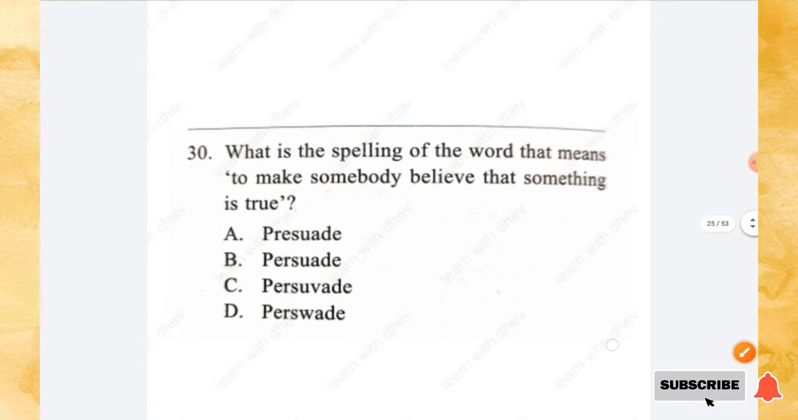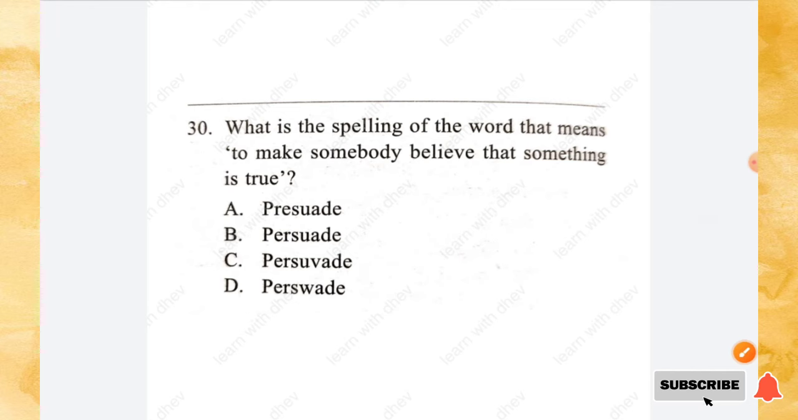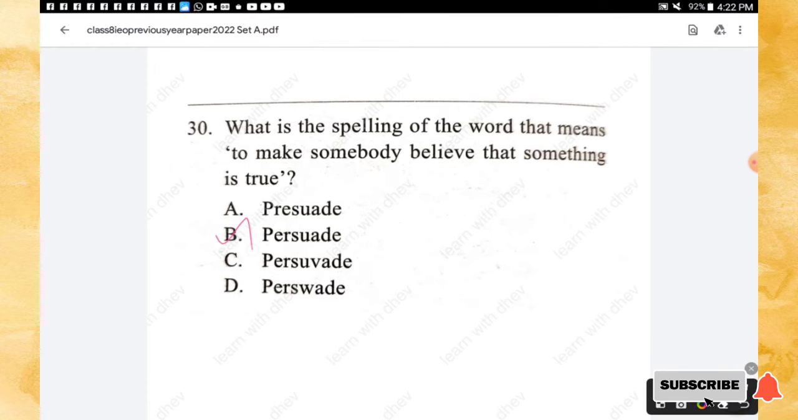Question number 30, what is the spelling of the word that means to make somebody believe that something is true? Just go through the options. The correct word for making somebody believe that something is true is persuade. So the correct spelling is option B, persuade.